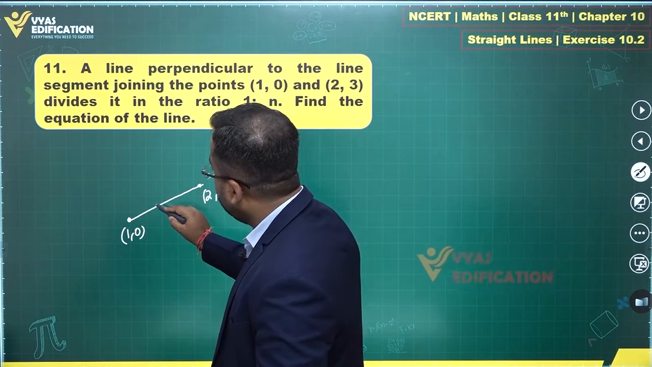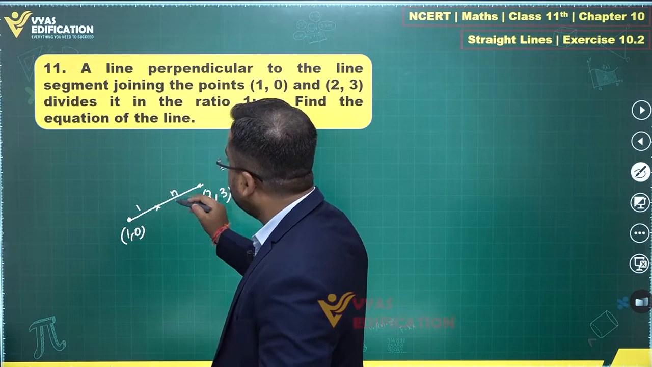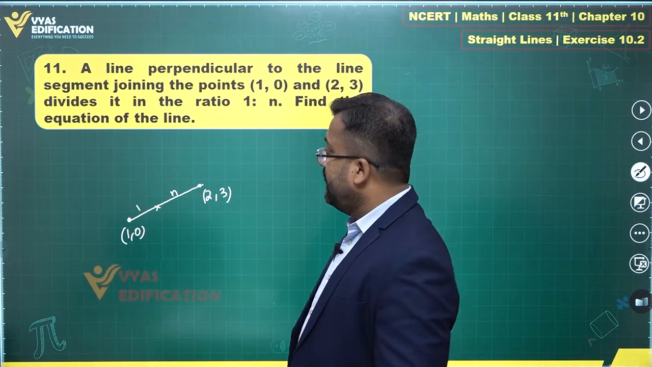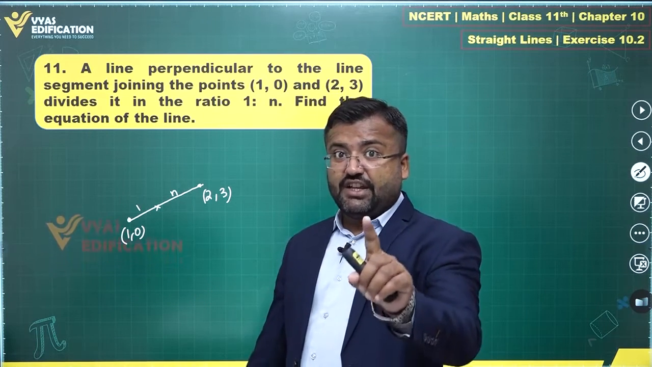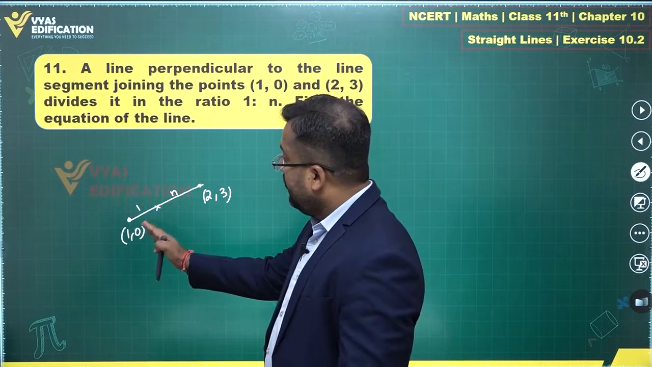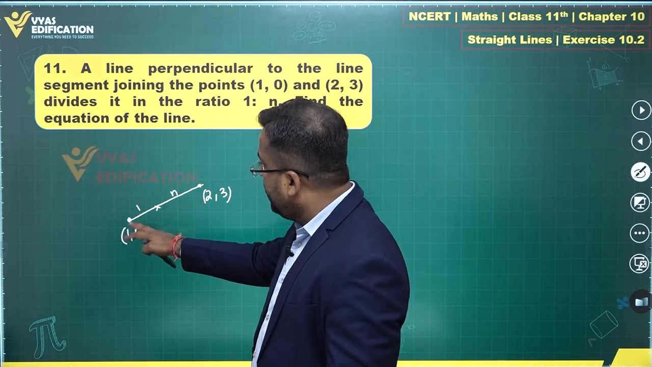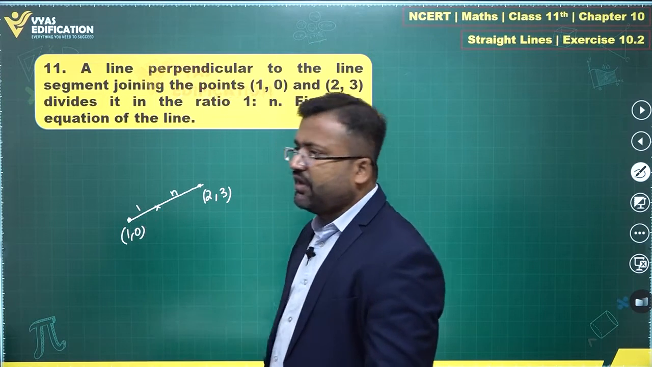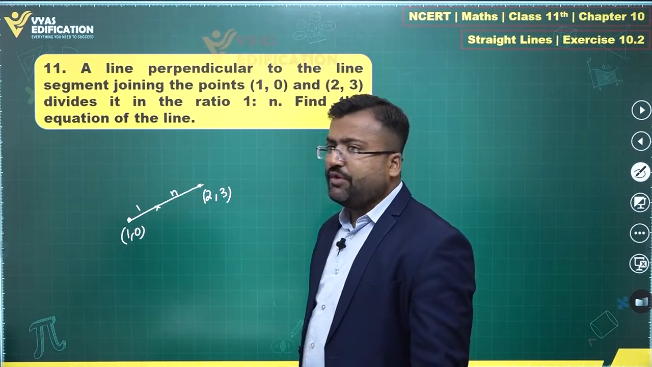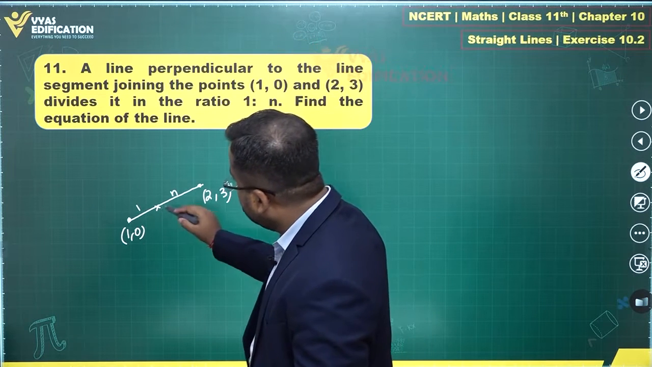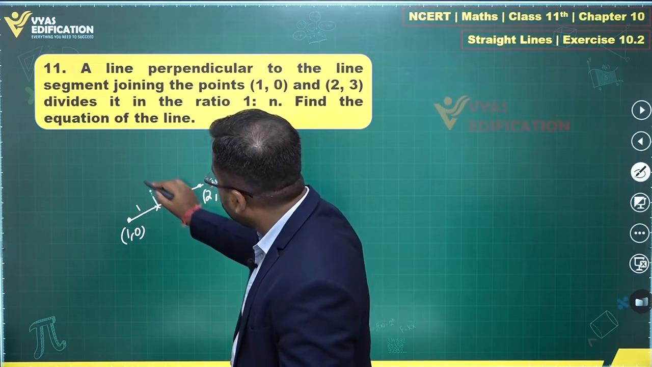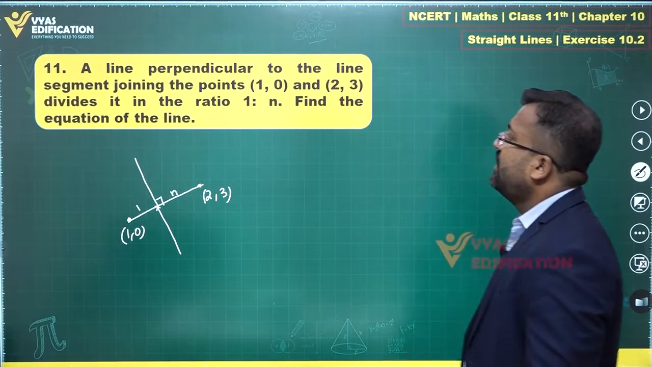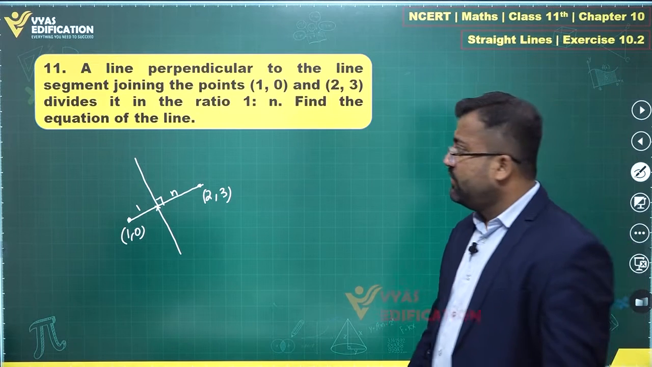So 1:n would be somewhere here. Since this point is given before this point, 1:n will be in this particular manner. That's the convention that we use. The line divides the join of this and this in the ratio 1:n. Therefore, 1 will be towards the point (1, 0) and n will be towards the point (2, 3), and perpendicular to this line. So we have this kind of line which is perpendicular to the given line. Find the equation of the line. That's what we are interested in.